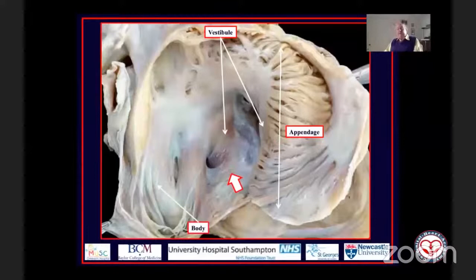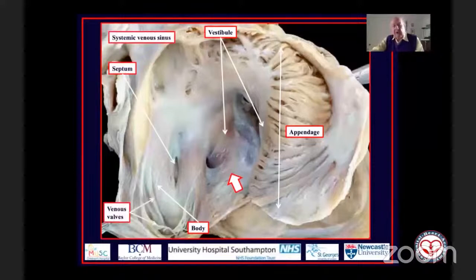And there is a very small part of the body, the part of the primary atrium during development, that is committed to the morphologically right atrium as the primary septum divides the body of the atrium into its right and left components. And in the morphologically right atrium, the body is sandwiched between the septum and the valves guarding the systemic venous sinus.